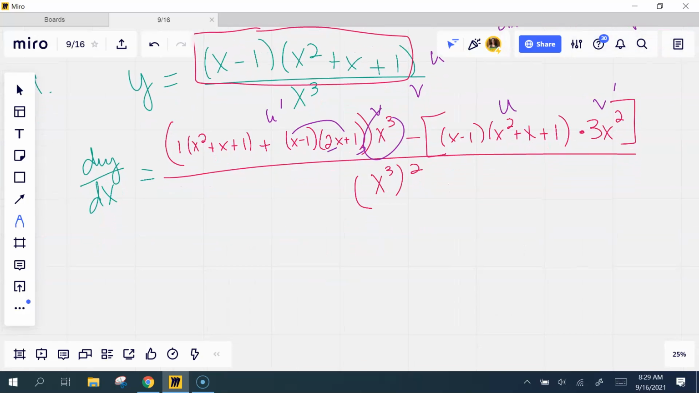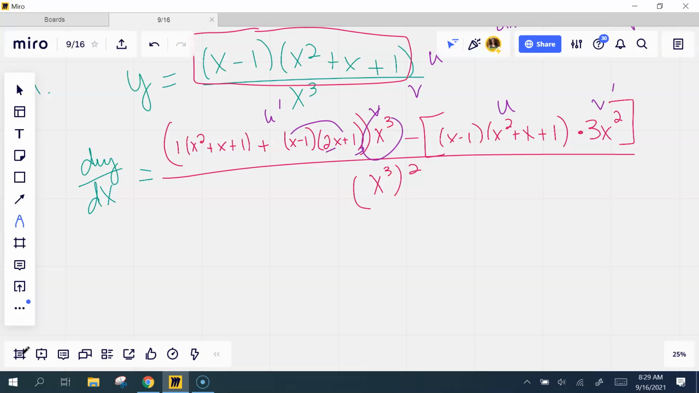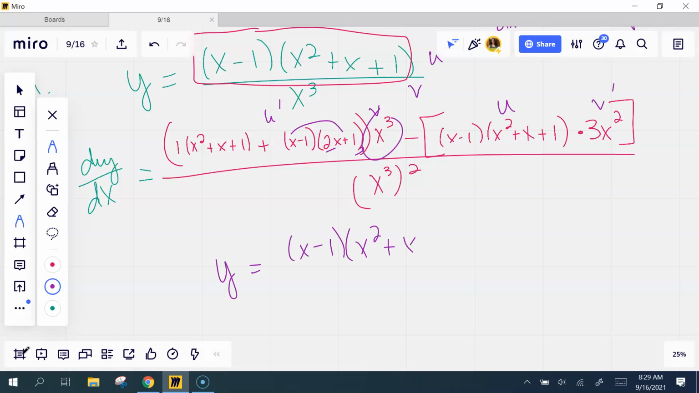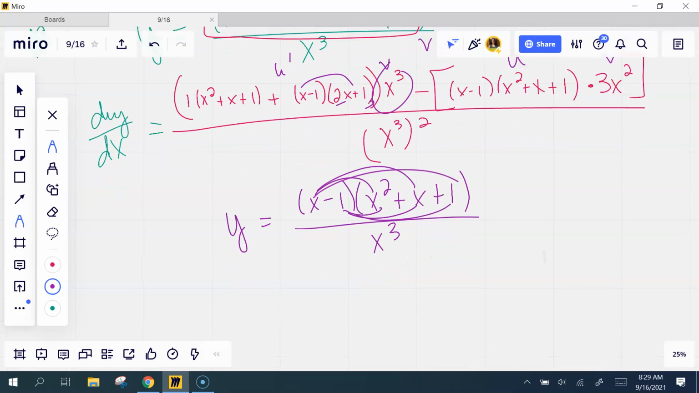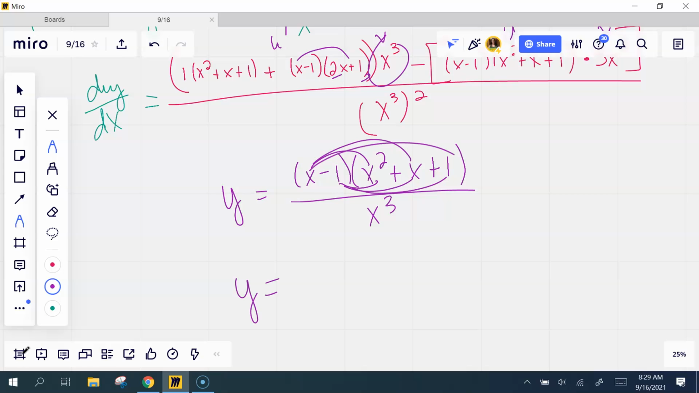But I could take this problem the way it starts, and I could say, well, if I have x minus 1 times x squared plus x plus 1 over x cubed, I could just go ahead and FOIL this out up here. So that means y is x to the third plus x squared plus x minus x squared minus x minus 1, all over x cubed.